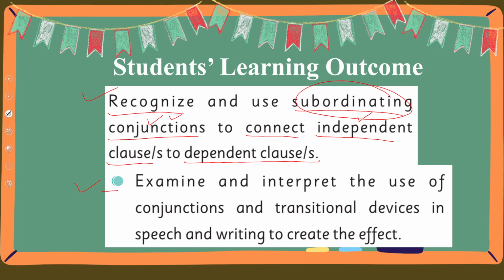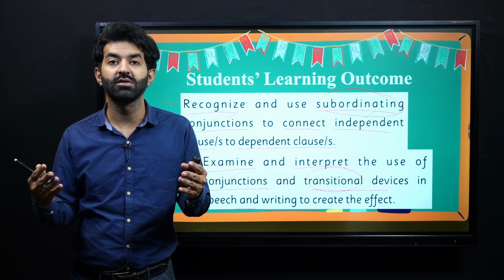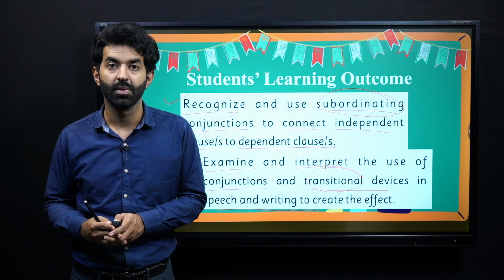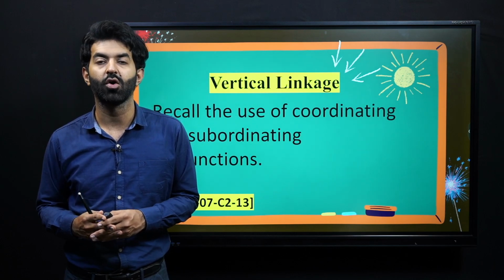Next, the learning outcome: examine and interpret the use of conjunctions and transitional devices in speech and writing to create the effect. Definitely, linking words, the transitional words, they leave a very good impact on the reader or the listener. So, again, we are going to see what are conjunctions, or they are also called transitional devices because they are used to transition between or link different words, phrases, or ideas together. Now, students, the learning outcome is clear. Let's explore conjunctions in detail according to the SLO.